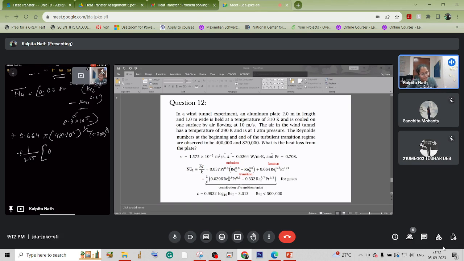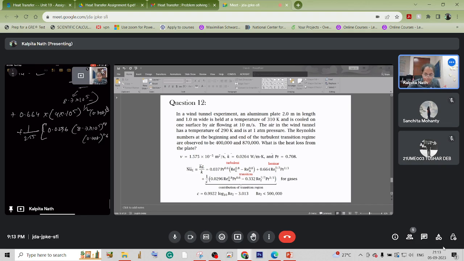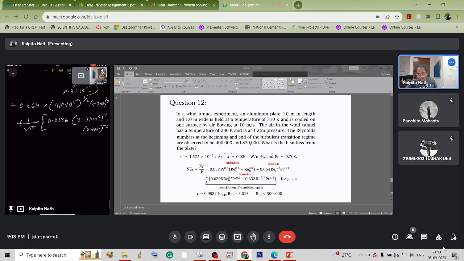And this is 0.0296. This is the upper Reynolds number, 8.7 into 10 to the power 5.8. Our Prandtl number is 0.708 to the power 0.6. Okay, then minus 0.332, 4 into 10 to the power 5.5 and 0.708 to the power 1 by 3. This is also given, the lower part, the laminar Reynolds number. So this is 4 into 10 to the power 5.